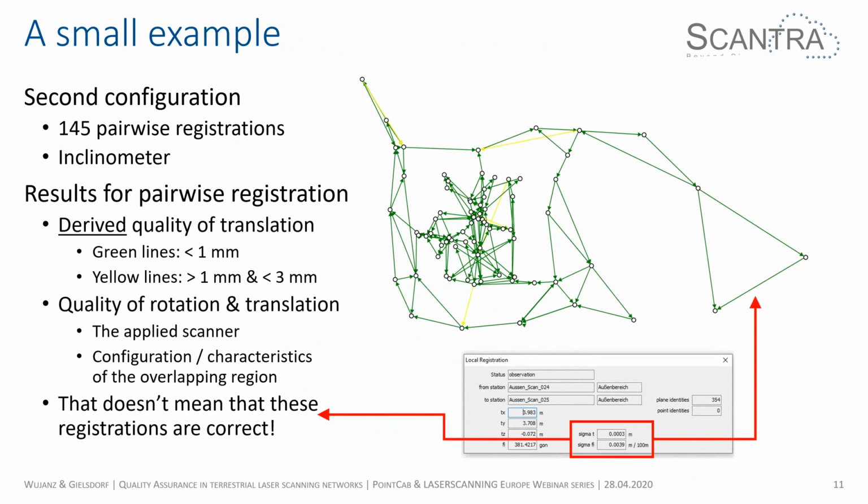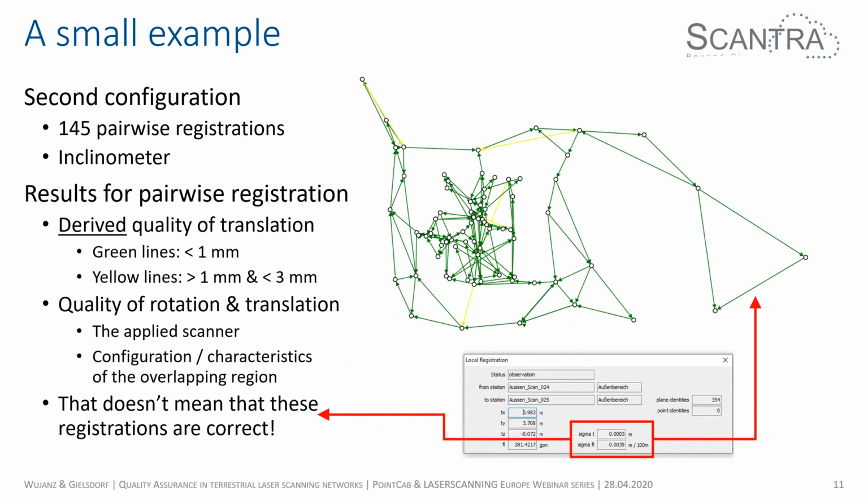When you see a green line in SCANTRA, it means that the sigma T, which highlights the translational quality, is below a millimeter. If it's yellow, it's between 1 and 3 mm, and if it's red, it's larger than 3 millimeters. The quality of these measures depends, of course, on the applied scanner, but a lot more influence is brought into this game by the configuration and the characteristics of the overlapping region.